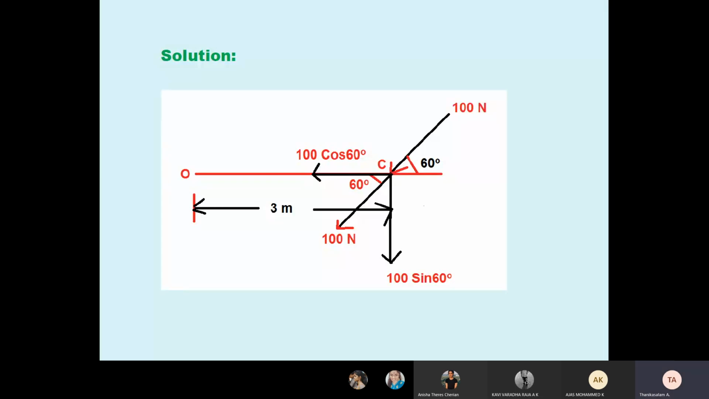See, force into perpendicular distance. Understand? Yes, sir. Is the force 100 Newton perpendicular or not? Not, sir. Inclined, sir. Then, I told you, you have to convert in the x and y direction, no? Yes, sir. I converted, no? See the figure. What are you seeing?